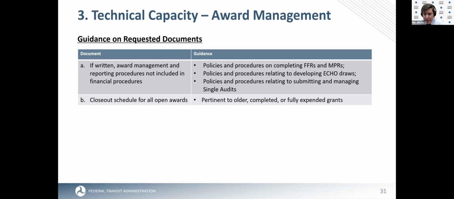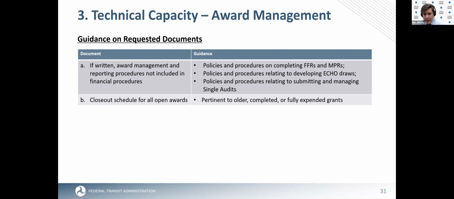The last example here is policies and procedures relating to submitting and managing your single audits. If you're an agency or a recipient that expends $750,000 or more in any given federal fiscal year, then you have to submit single audits, and there are timeliness requirements for those types of things. So again, if you have policies and procedures about how you manage that whole process and manage to get those submitted timely, then provide those to the reviewer.